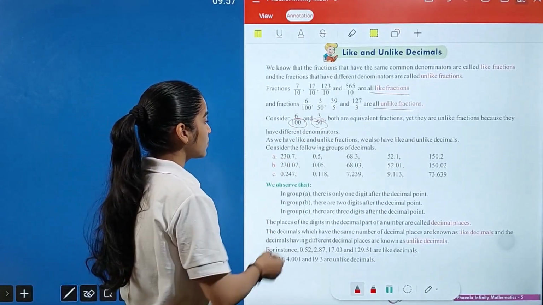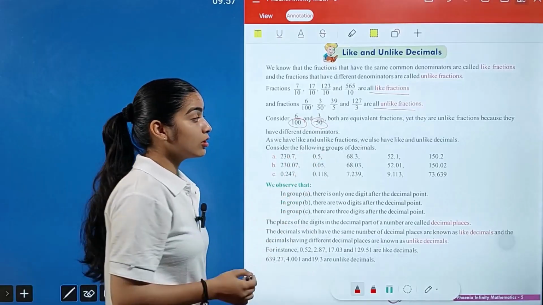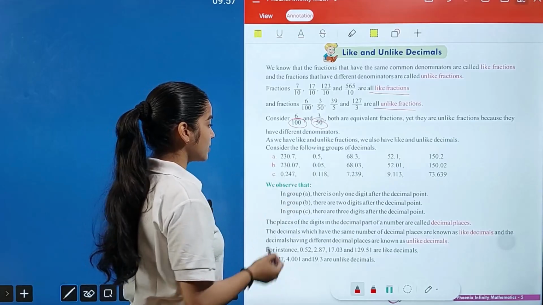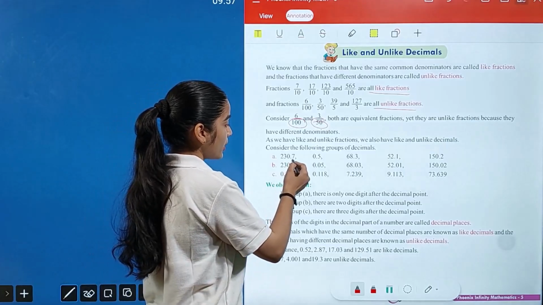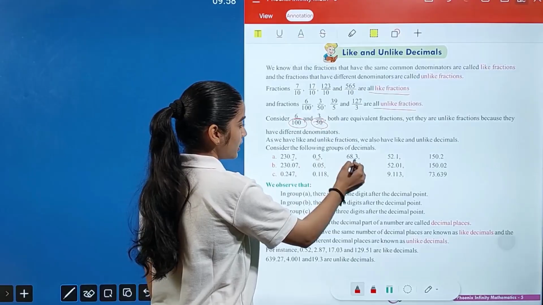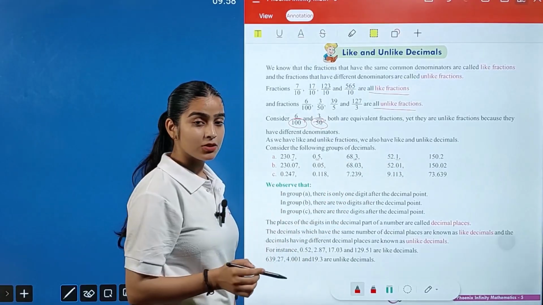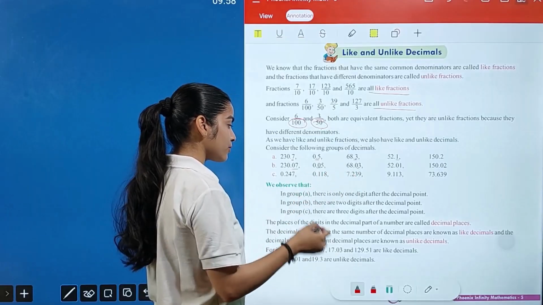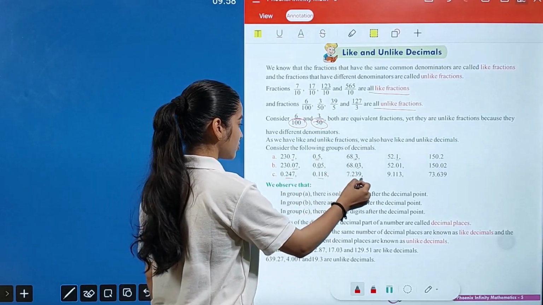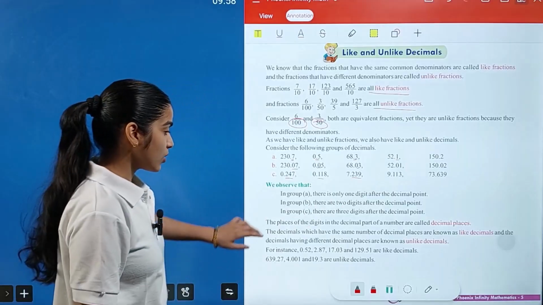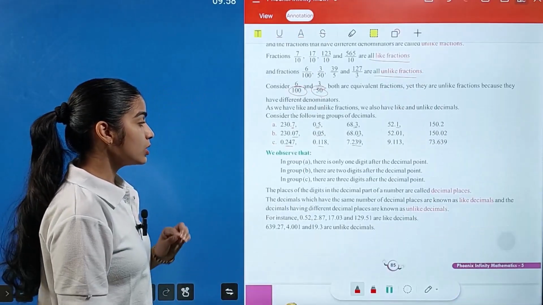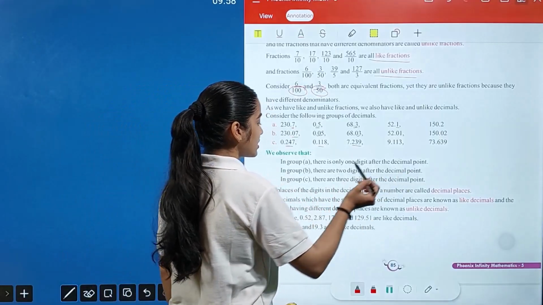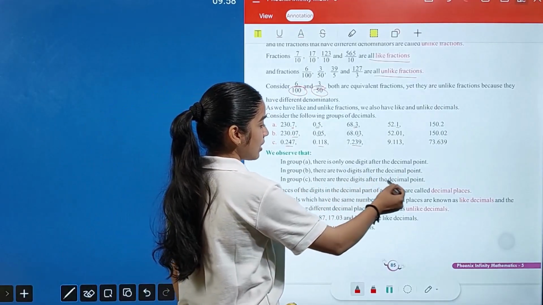As we have like and unlike fractions, we also have like and unlike decimals. Consider the following groups of decimals. What you see here, after the point we have 1 digit, 1 digit, 1 digit, 1 digit. It means these are like decimals. 2 digits, 2 digits, 2 digits, again like decimals. 3 digits, 3 digits, 3 digits, again like decimals. So what we observe here: in group A there is only 1 digit after the decimal point, in group B 2 digits, and in group C 3 digits.